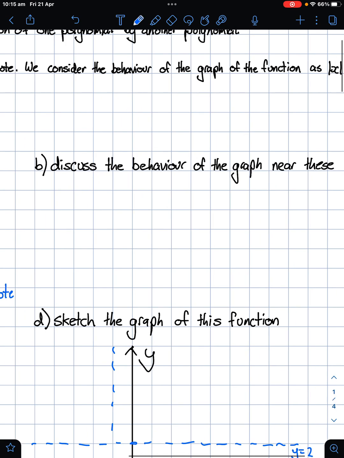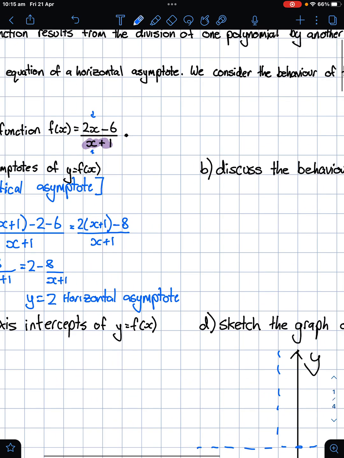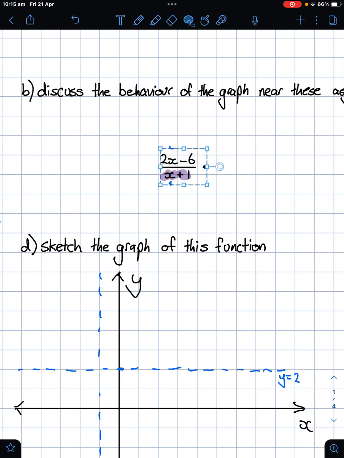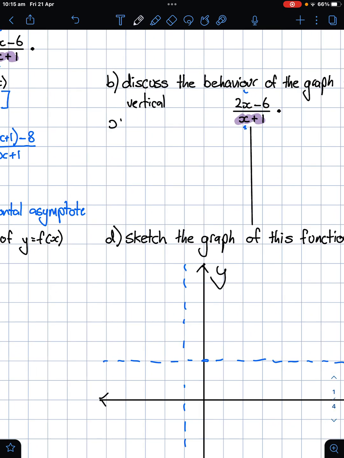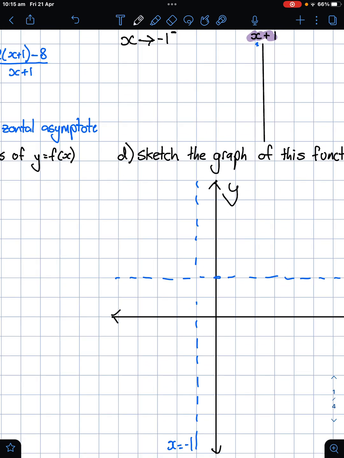Now we've got to discuss the behavior near these asymptotes. What I'm going to do is bring this equation back over here, and we're going to consider these in two different ways. I'm just going to put a little line here. Let's consider the vertical part first. If I look at x approaching -1 from the negative side, we're coming from this way here, approaching this asymptote from this side.